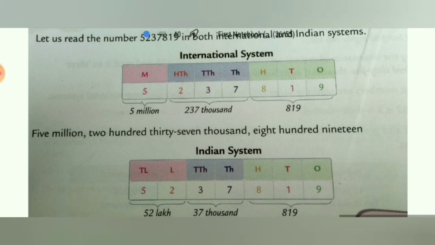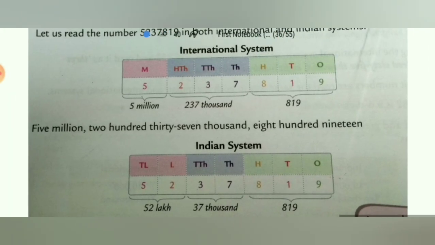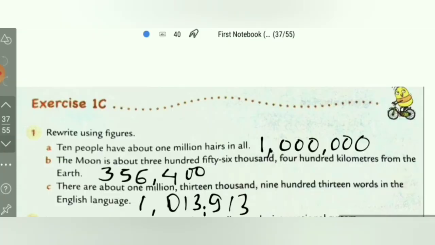Next is the Indian system. See the Indian system. Again, ones, tens, 100, 1000. It is same. Only the changes will come in lakh. So, 100,000 equals to 1 lakh. It means the 2 place value is lakh and the 5 place value is 10 lakh. See on your screen. Next.